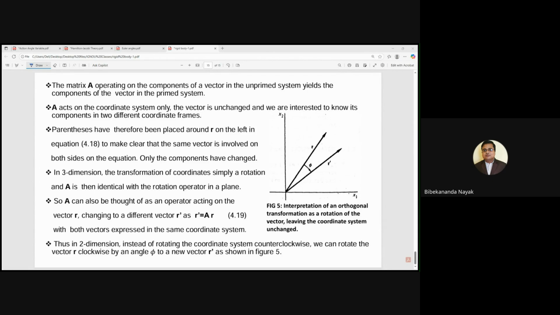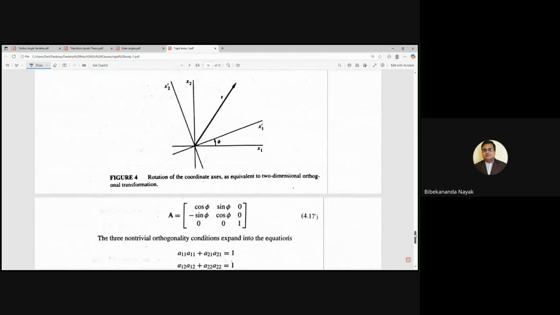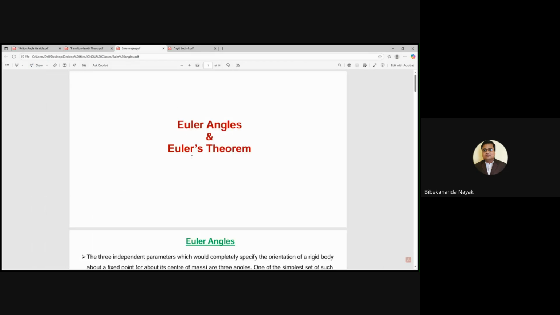But transformation is orthogonal. Only remember that. So whenever we get a transformation, it is orthogonal, and you can say proper rotation, proper orthogonal, determinant 1. Okay. Now we go for Euler angles and Euler theorems, which are very important.